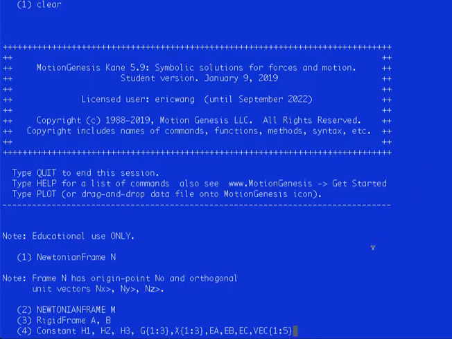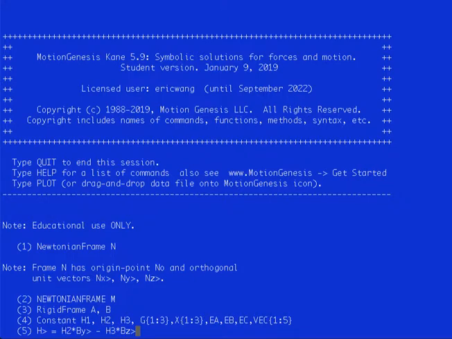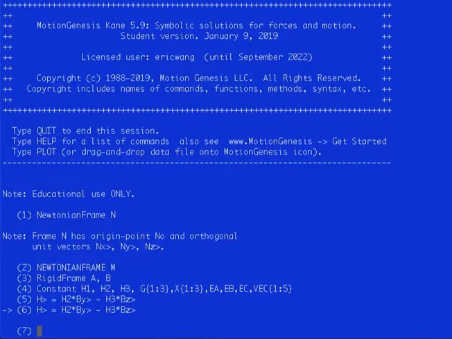All right, line 5, I'm going to just declare a new vector. So here, again, this is a declaration. So H equals H2, which is a constant I had before, BY, which was declared when I referenced B, minus H3BZ. Okay, let's do one more vector here, just to show. Oh, and of course, when I enter line 5, it responds back in doing its declaration, which requires Motion Genesis to do some math. So it spits back its response, and so it's not surprising.